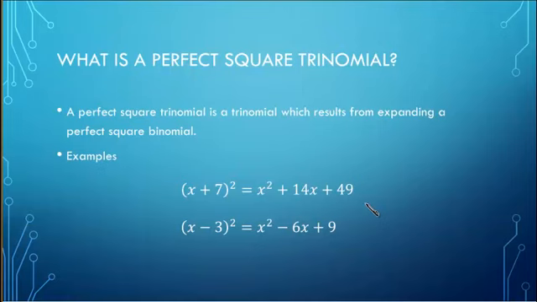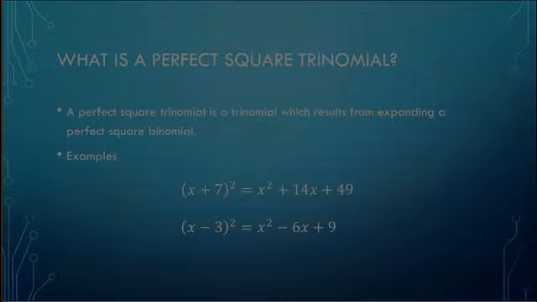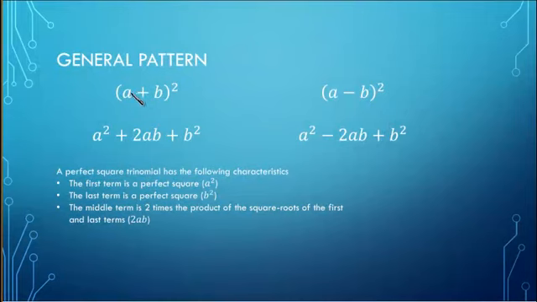What we are attempting to do in this lesson is go from having a perfect square trinomial to the corresponding perfect square binomial. In other words, given x squared plus 14x plus 49, obtain x plus 7 quantity squared. Okay, so let's look at the general pattern. Here we have a perfect square binomial, a plus b squared, and we also have a minus b squared. And if we expand this, we get a squared plus 2 times a times b plus b squared. Likewise, over here we get a squared minus 2 times a times b plus b squared.